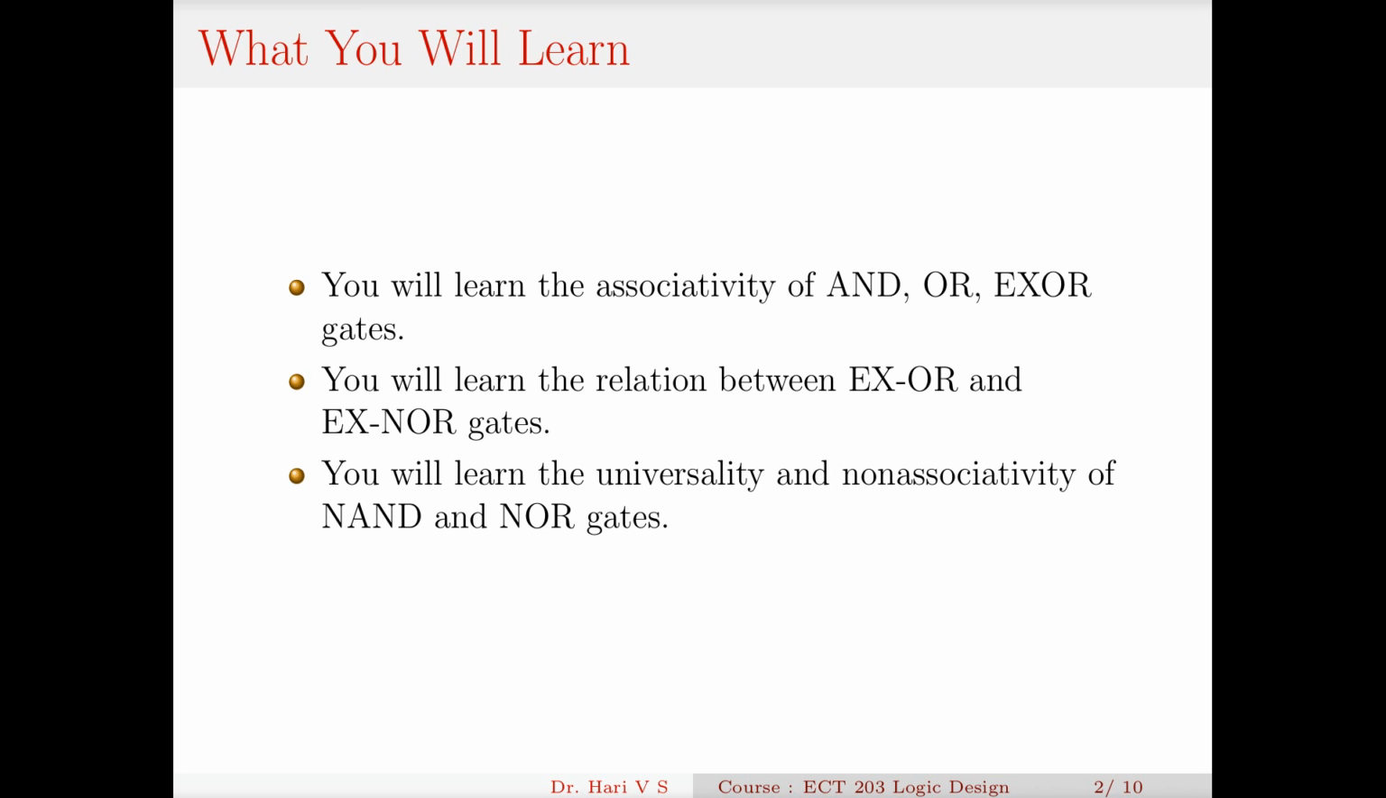What you will learn in this video is the associativity of AND, OR, XOR gates. Then you will learn the relationship between the XOR and XNOR gates. Then you will learn the universality and non-associativity of NAND and NOR gates. So these points are very, very important.